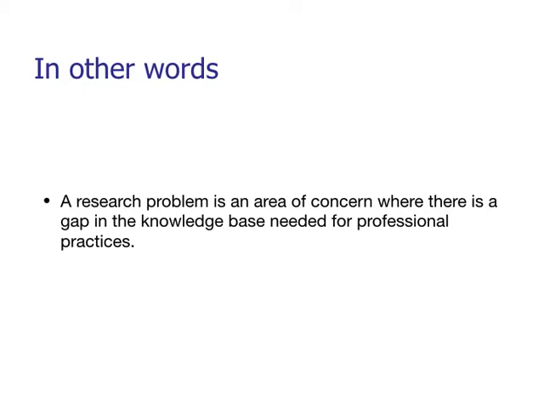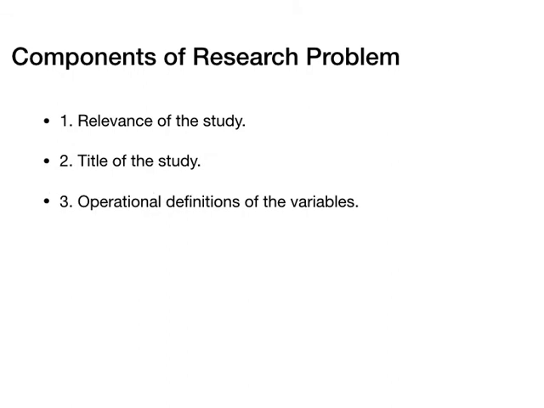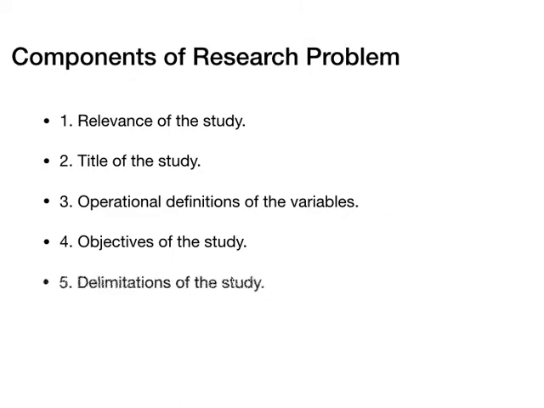And then we can say that the components of research basically are the relevance of the study, how relevant it is, what is the title of the study, and you can give the operational definitions of the variables, what your objectives are going to be, what your limitations are going to be, and obviously scope and limitations perform a key role, and these are the key components of a research problem. Scope, limitations, why your study will be useful. You need to justify that in order to be accepted at a bigger level.